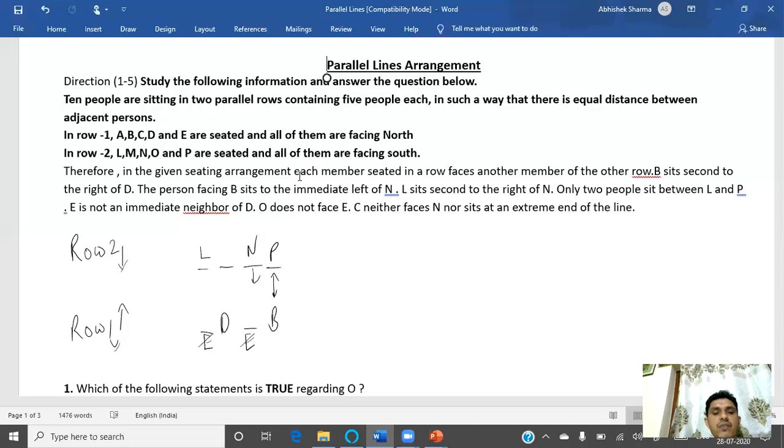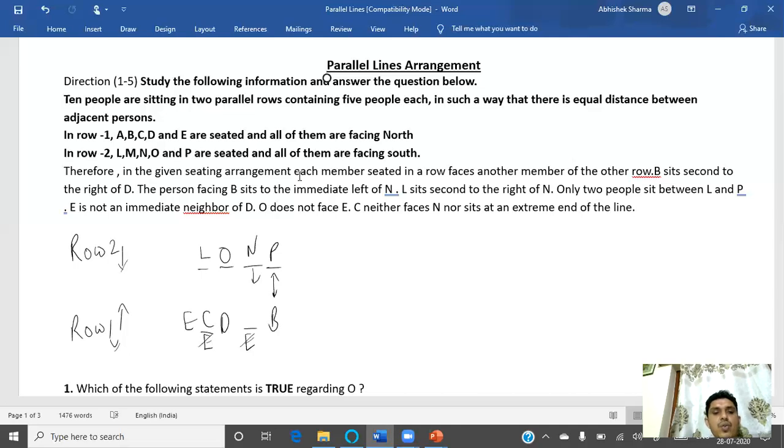Thereafter, O does not face E. That means O should be here, because E is not here. Thereafter, C neither faces N nor sits at the extreme end of the line. That means C will not come here. C can come here, but C does not sit at the extreme end of the line. That means E can be here.